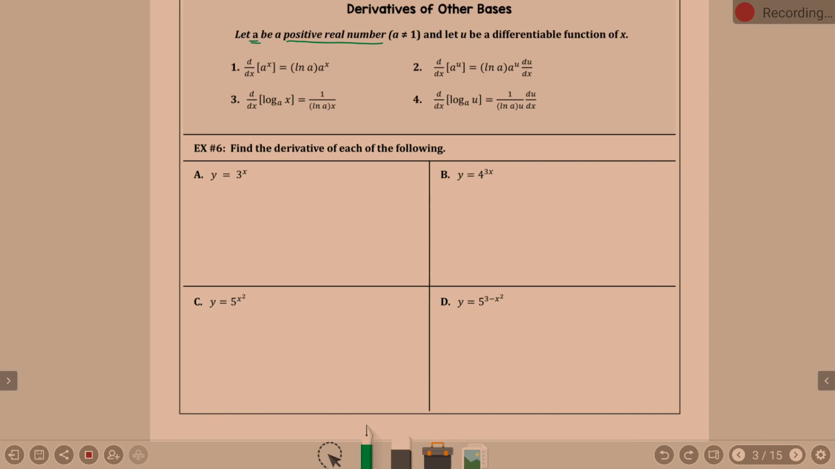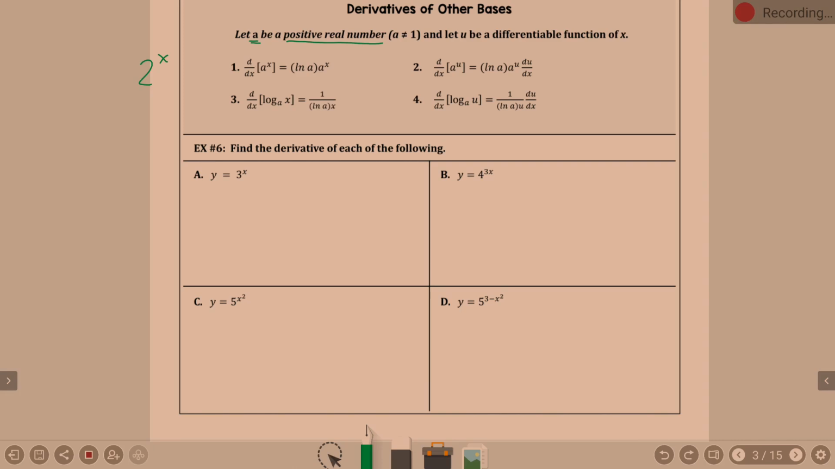So this is the derivative of what do you do with A to the X? This is not your normal power function. If you see something like 2 to the X and you're asked to take the derivative of it, it's not just moving your X out front and subtracting 1. This is not the power rule. This is the derivative of some other base. So the derivative of A to the X is natural log of A times A to the X.